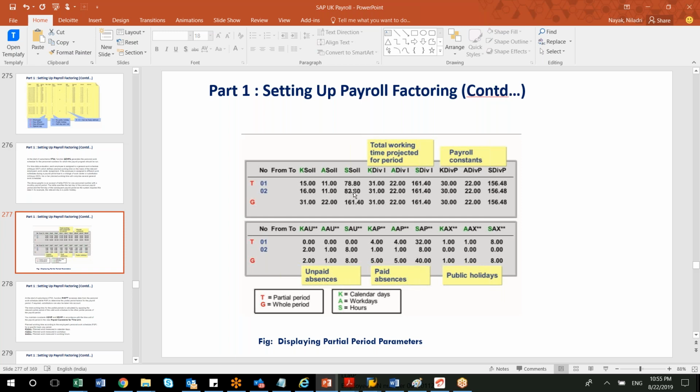Okay, so accordingly it will be split. Here I have explained these are all your payroll constants. KDIVP, ADIVP, all these are payroll constants. Similarly, in the downside, you can see these are specific to public holidays and all. These things you will be able to see whenever you are running a cycle.